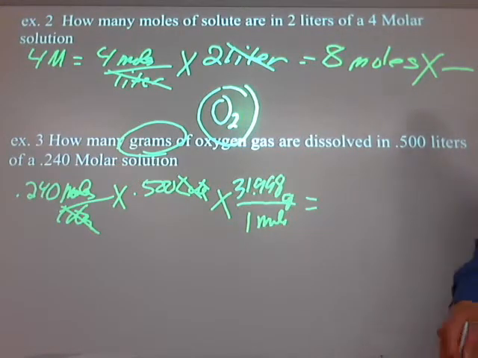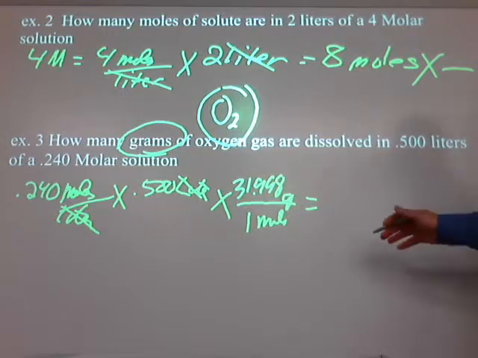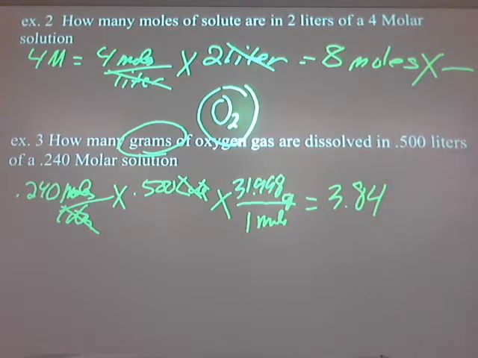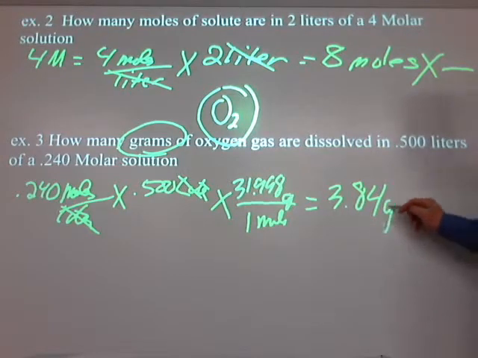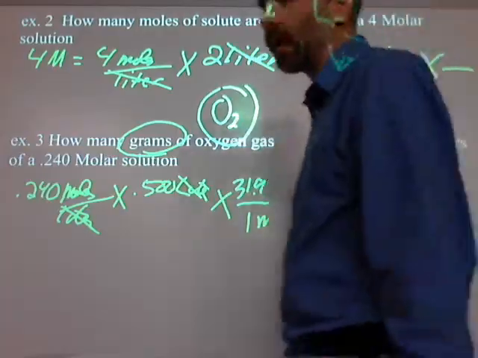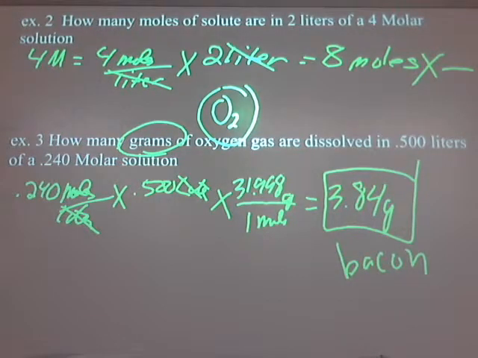What's the answer? Besides 42, 72, or bacon, what's the answer? 3.84. Everybody else get that? Did we all get that? All right, that's how many grams there are.